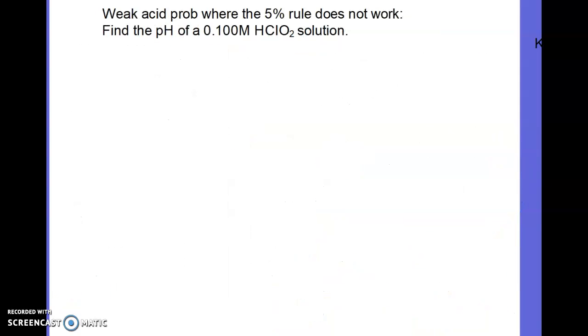So here's another problem where the 5% rule does not apply. Okay, so I'm going to try to find the pH for the 0.1 molar acid. This is HClO2, which of course is the chlorous acid. That is the chlorite ion, so it's chlorous is the naming.